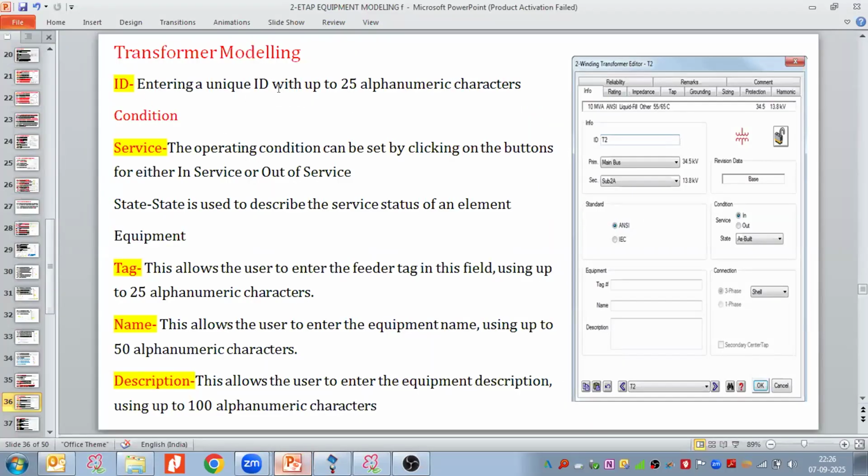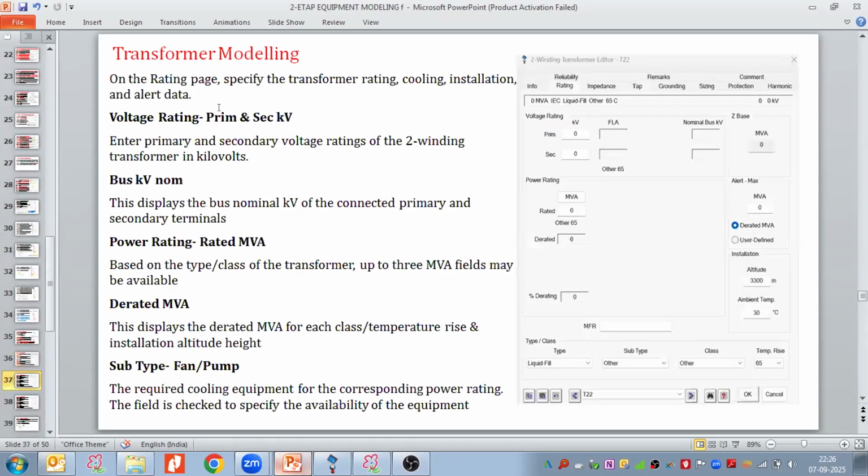So ID, enter a unique ID with a maximum limit of 25 characters, condition, service in, then tag, name, description, all that we can mention there. And then voltage rating, primary, secondary, we need to mention. Bus nominal kilovoltage, otherwise when we connect to the bus, it will automatically show the bus kV. Power rating in MVA or kVA, there we need to mention. The rating MVA displays the rated MVA for each class. Then temperature rise and the installation altitude height. Subtype, fan or pump, that we need to select from the subtype. Okay.